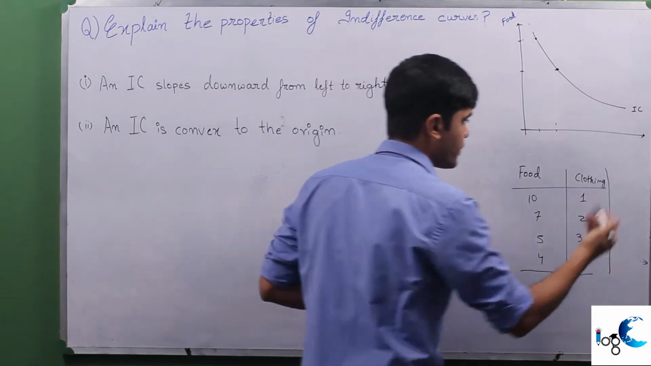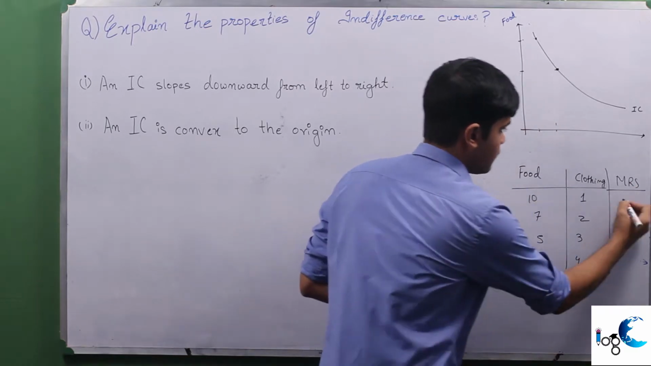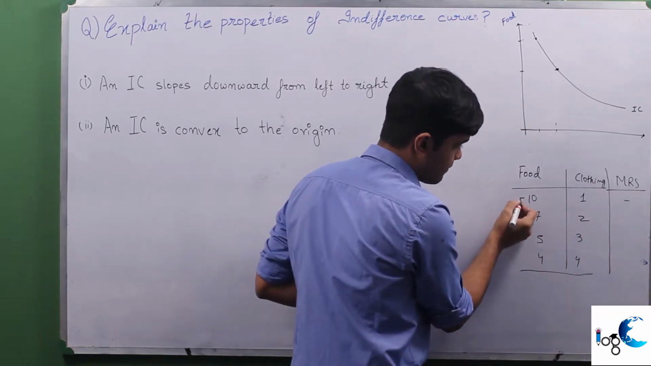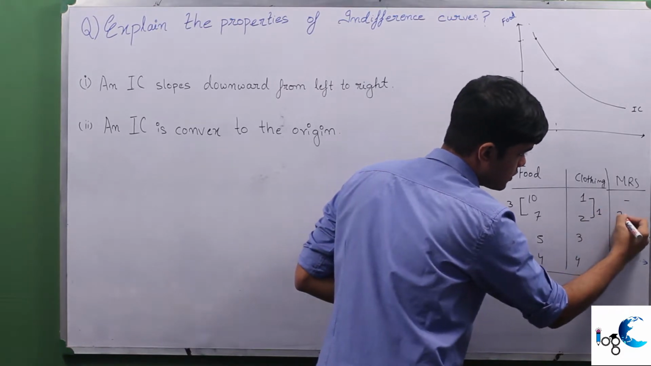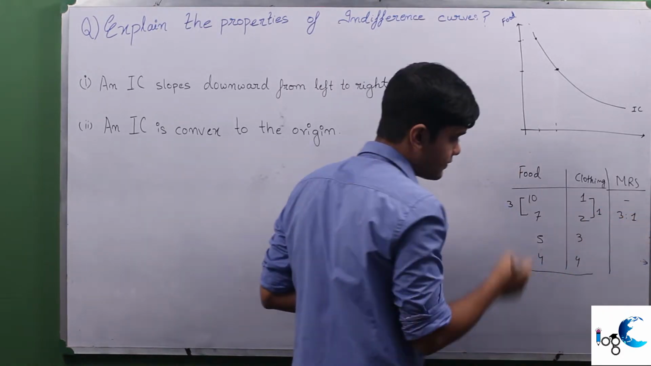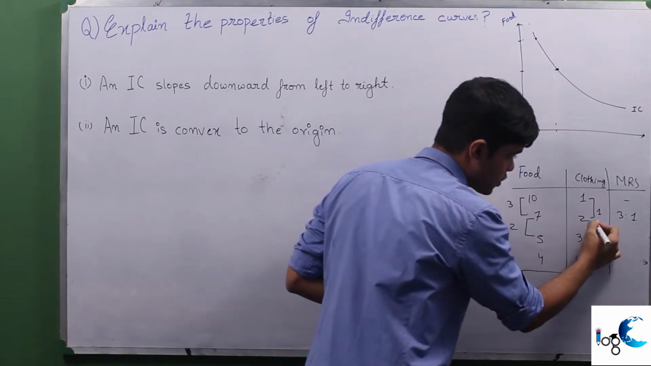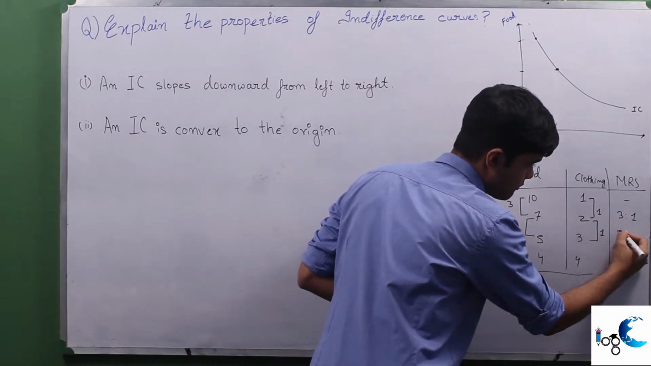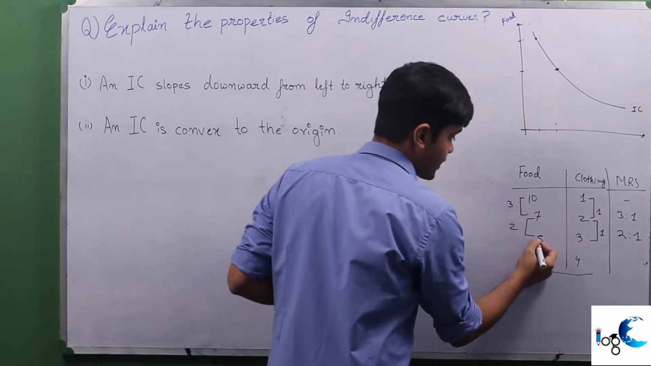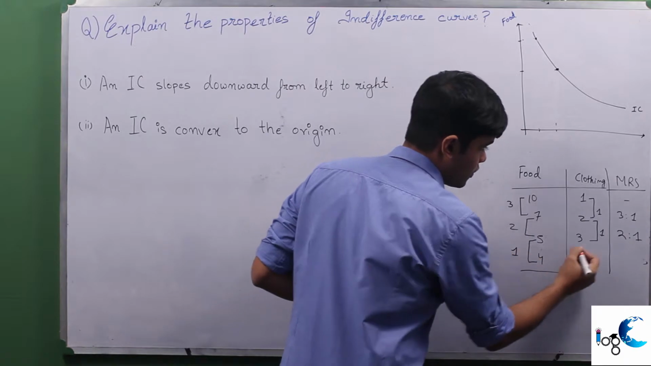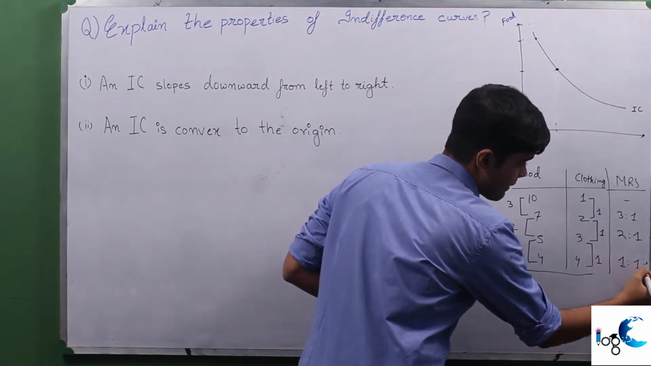Now see what was our MRS, marginal rate of substitution. For this there is nothing. So here we are giving up 3 units of food in order to get 1 unit of clothing. So 3:1. Next, here we are giving up 2 units of food in order to get 1 unit of clothing. So our marginal rate of substitution is 2:1. Fine. Here we are giving 1 unit of food in order to get 1 unit of clothing. So 1:1.